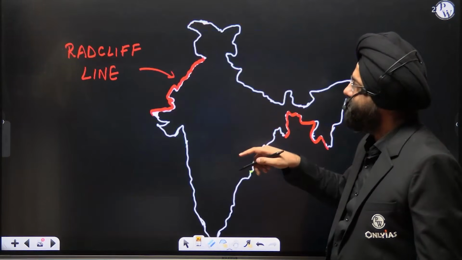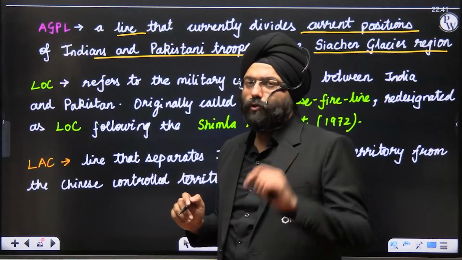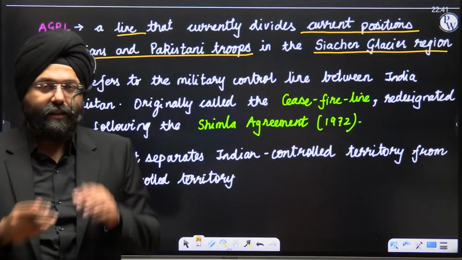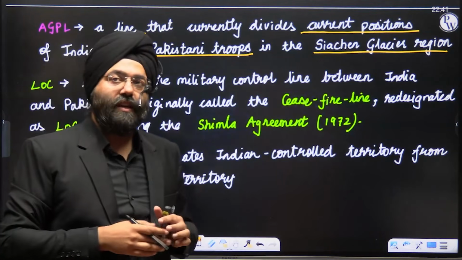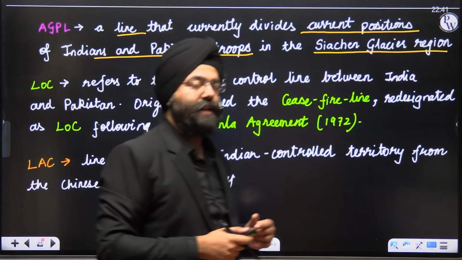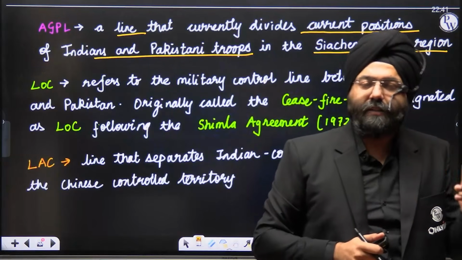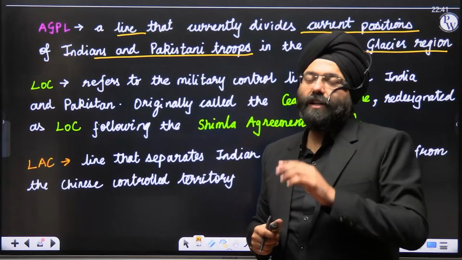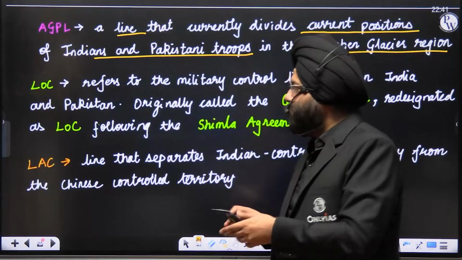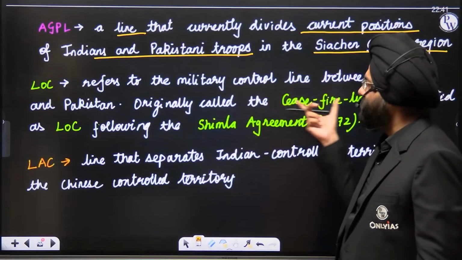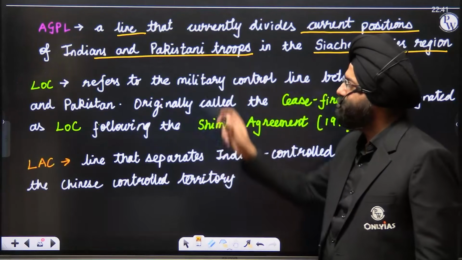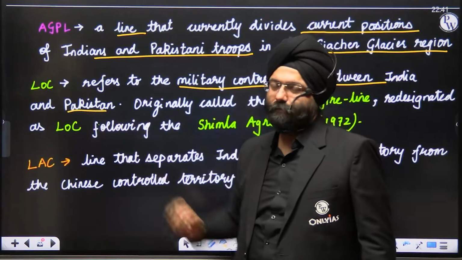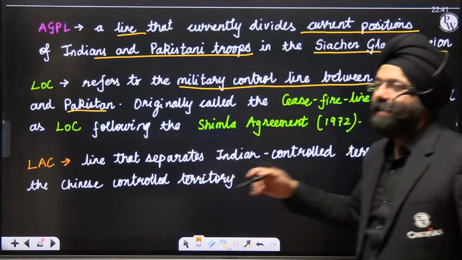Now, next come here, LOC, line of control. Please understand, the earlier name of line of control was ceasefire line. The name was changed to LOC by the Shimla Agreement in 1974. After Pakistan had been defeated in the war, a Shimla Agreement took place which stated that this ceasefire line would be called the LOC. So what does it mean? It refers to the military control line between India and Pakistan. Clear? Now comes the LAC.